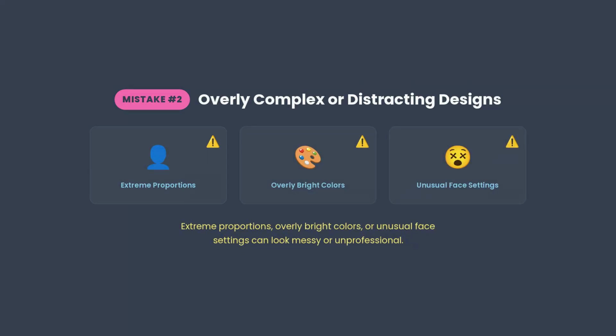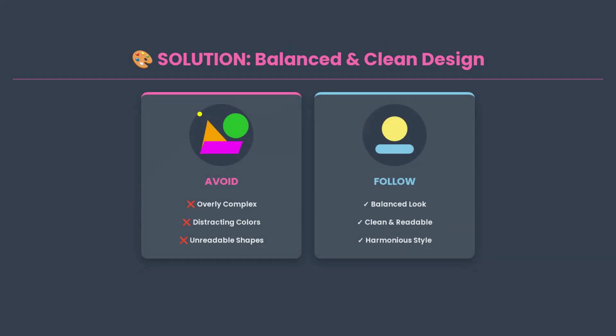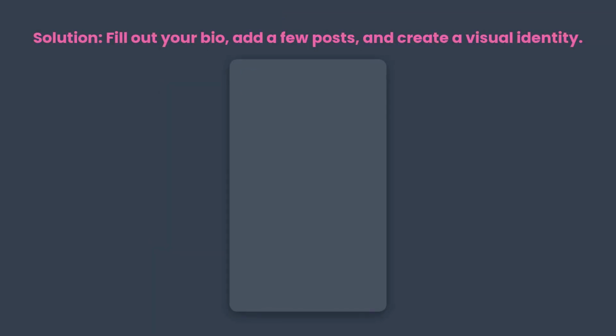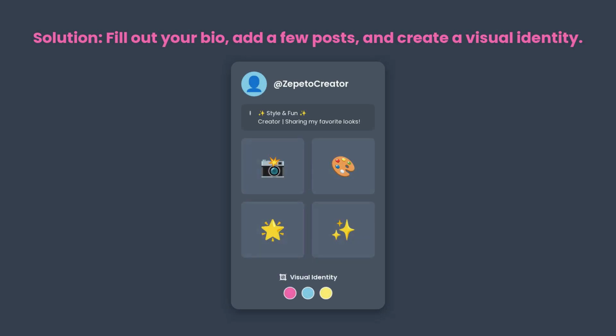Mistake number 2, overly complex or distracting designs. Extreme proportions, overly bright colors, or unusual face settings can look messy or unprofessional. Here's a solution. Balance your avatar design and keep it clean and readable. Mistake number 3, empty or incomplete profiles. A profile with no bio, no post, or no personal identity reduces trust. Here's a solution. Fill out your bio and add a few posts and create a visual identity.